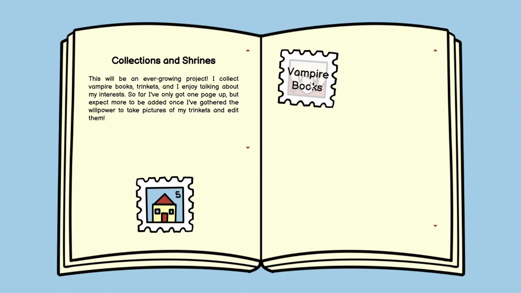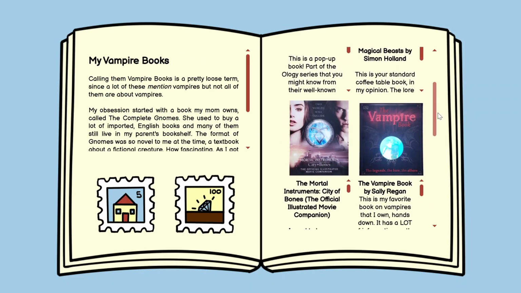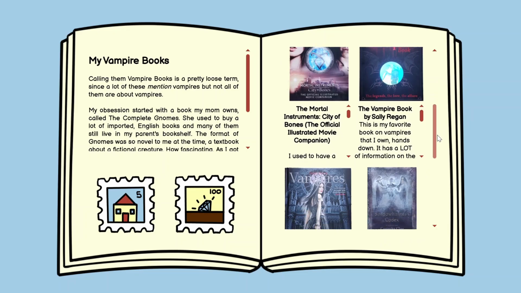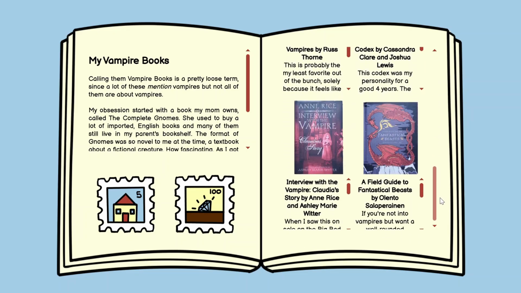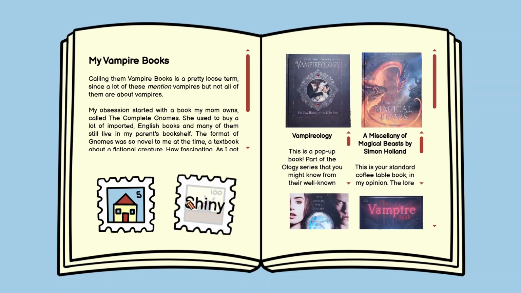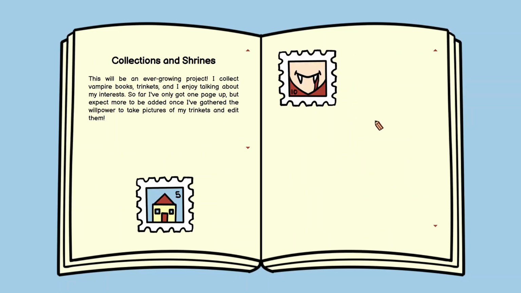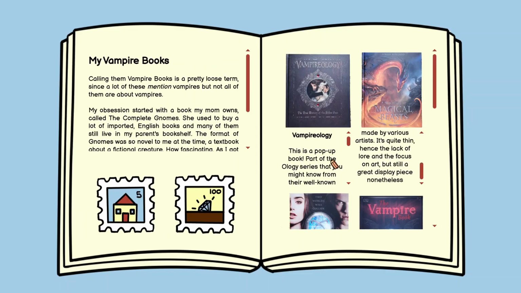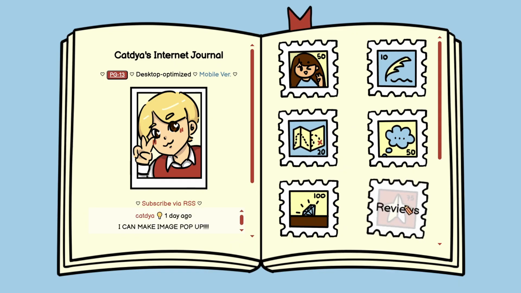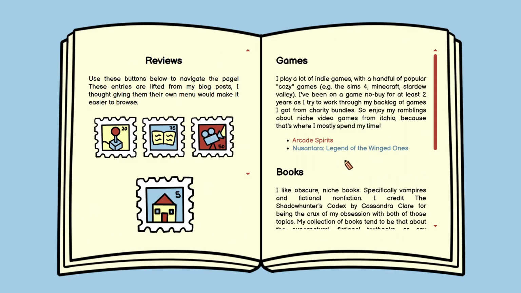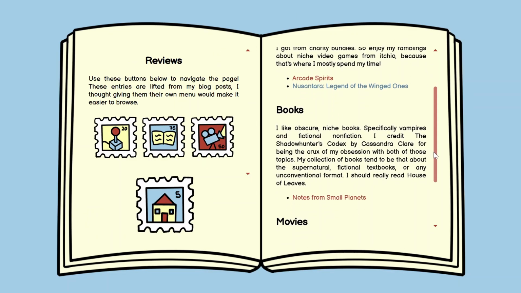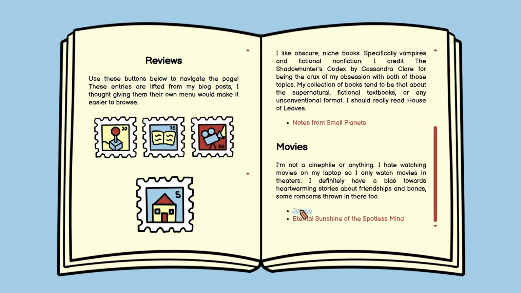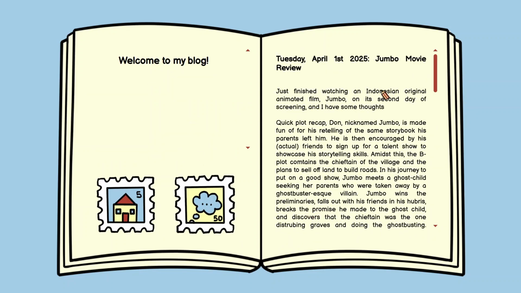Here we have our shiny, our collections. We have a collection of vampire and bestiary books. My prized possession. So far, this is the only collection I have up because it takes a long time to curate a collection, let alone take pictures of them, organize them, and make small reviews of them. Reviews is basically just my blog posts that talk about games, books, and movies. If you click one of these, it goes to the blog.